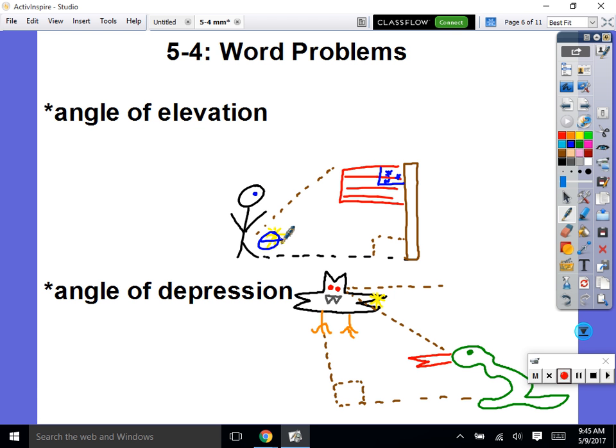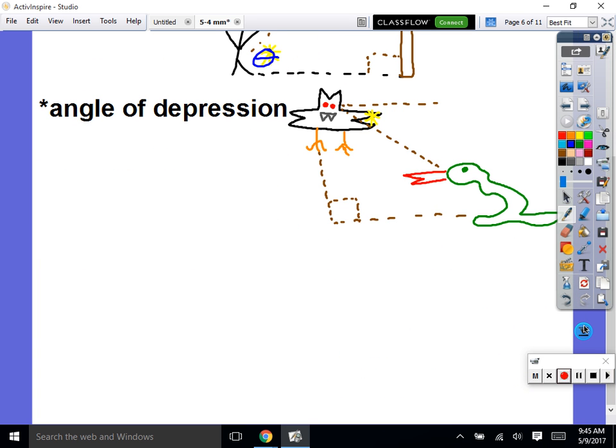Now here's the difference between angle of elevation and angle of depression. A lot of people get this mixed up. For angle of depression, say a bat is looking down at a snake to attack it. A lot of people get angle of depression wrong. They think it's this angle right here, but it's not. You see how we have a right triangle here? Angle of depression is when you're starting up high, your eyesight starts up here, and then you look down. You see how that creates the angle up here?